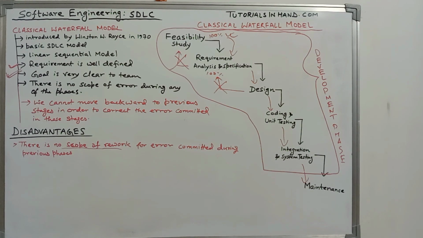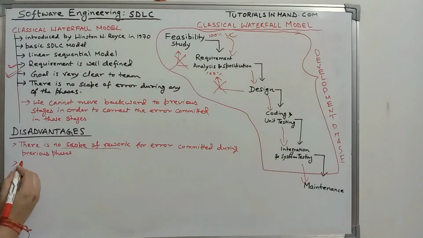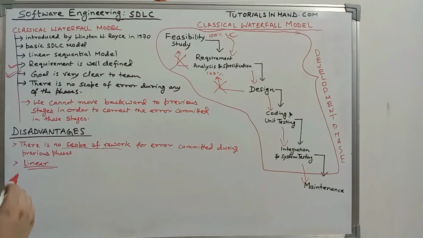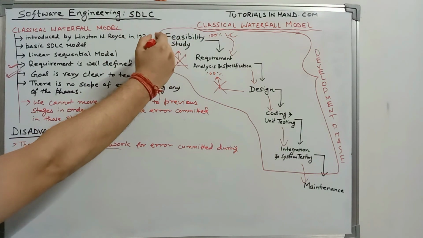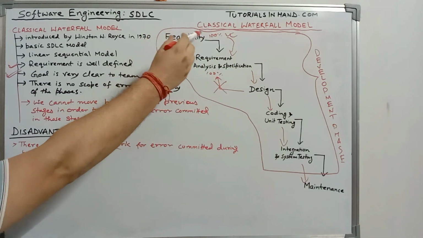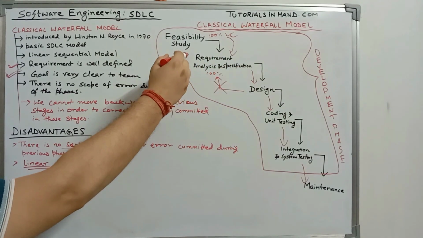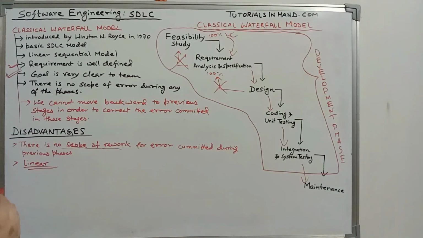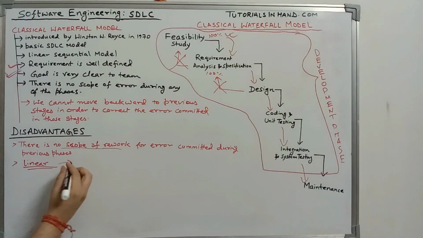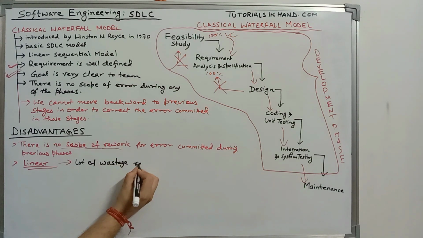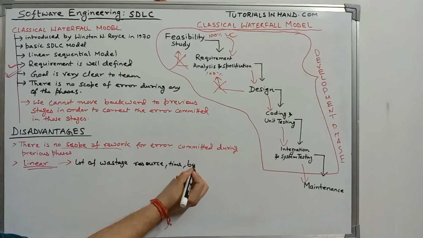The other disadvantage is that this model assumes that everything is linear, right? This model assumes that everything is linear, and once a phase gets completed, then only the other phase will start. That means once the feasibility study phase is completed, then only requirement analysis and specification will start, and once this is completed, then only design will start. And now what happens is, due to this linear approach, we have a lot of wastage of resource, time, and budget as well.